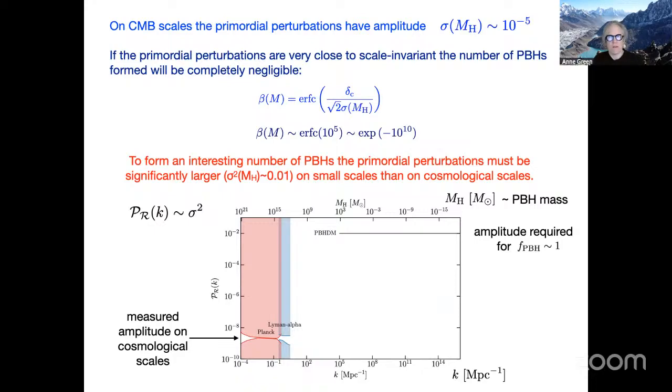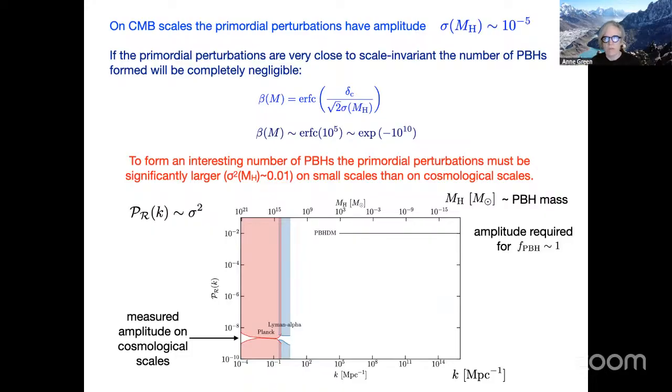You can invert this argument and work out how big sigma has to be, the typical size of the fluctuations, to get an interesting abundance of primordial black holes. And to me, an interesting abundance means a non-negligible fraction of the dark matter today. And the answer is that the square of the mass variance, which is roughly equal to the primordial power spectrum of the primordial curvature perturbation, is of order 0.01.